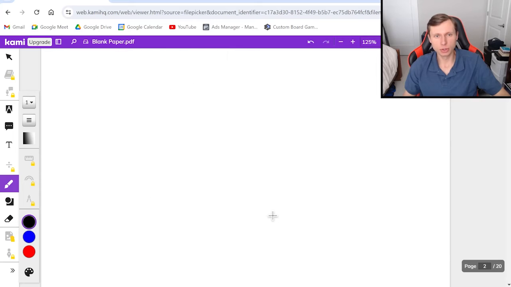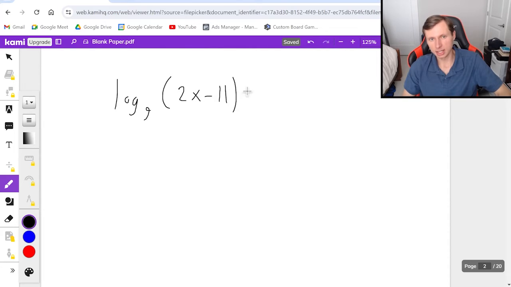Now we're just going to do 2 more examples that are basically the same as the ones we just did. So let's say I have log base 9 of 2x minus 11 equals 0. Go ahead, give this one a try on your own, pause the video, and when you're ready to see the solution, unpause it and look at my screen.